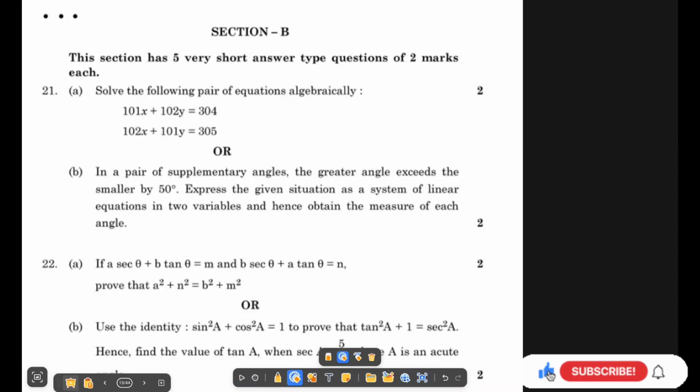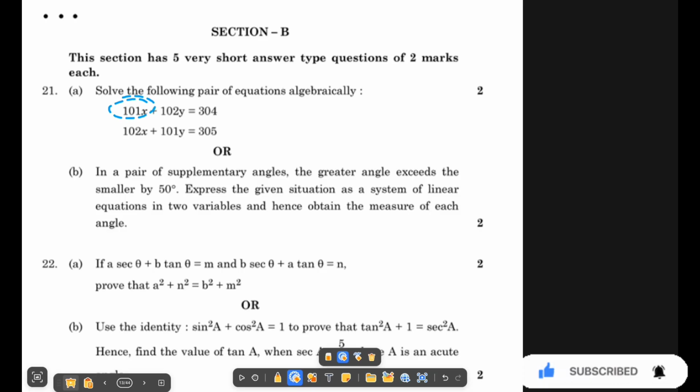Now, 21st year question is solve the pair of equations algebraically. 101x plus 102y is equal to 304. Second equation is given as 102x plus 101y is equal to 305. If you observe these equations, the coefficients of x and y are interchanged.